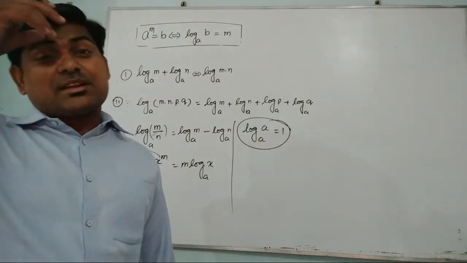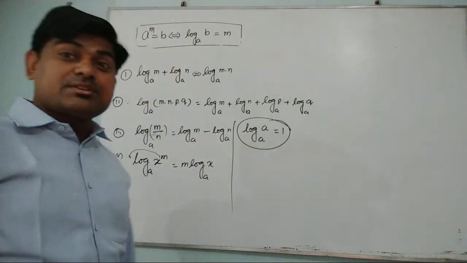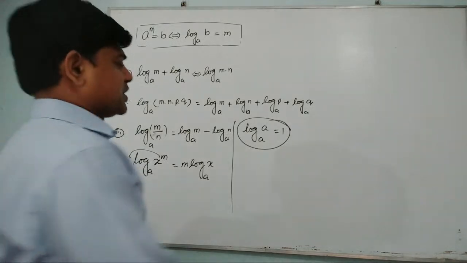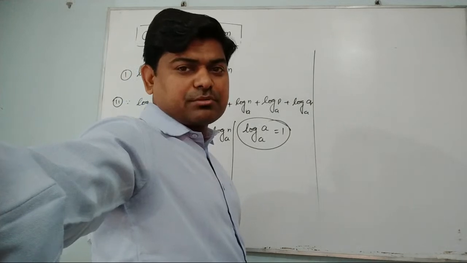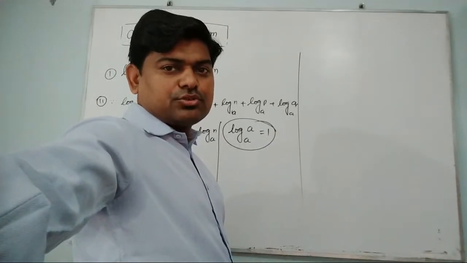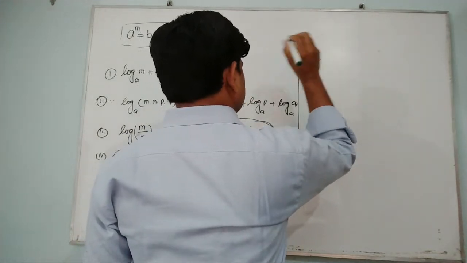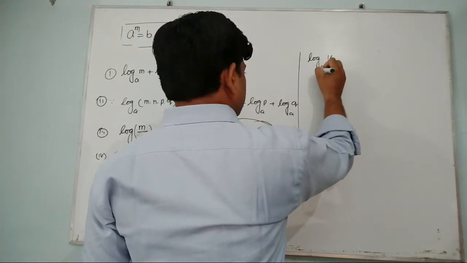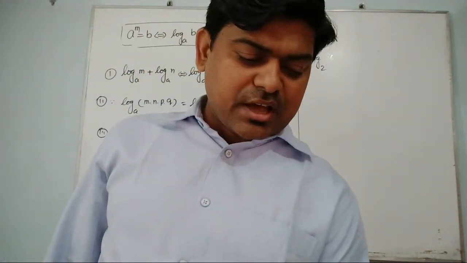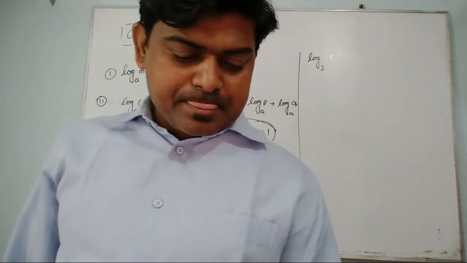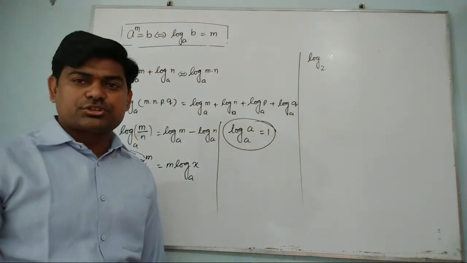Now the question has come, sir, how did I directly write the value of log 16 base 2 as 4? Let me tell you once again. I am going to do this question for you people to tell you the difference between these. It's written log 16 base 2, and we got the value of this one in the previous exercise, question number 3, first part.